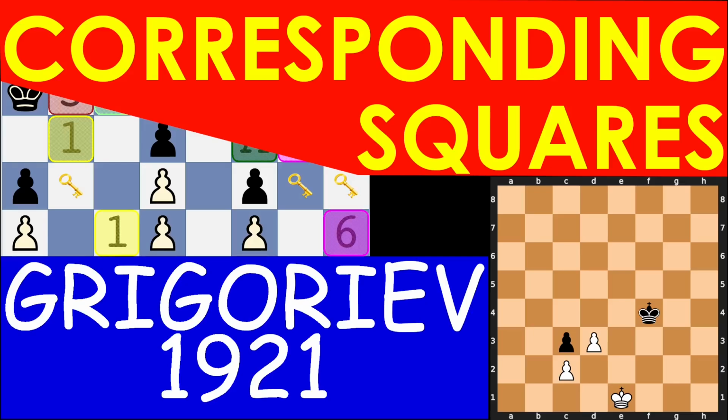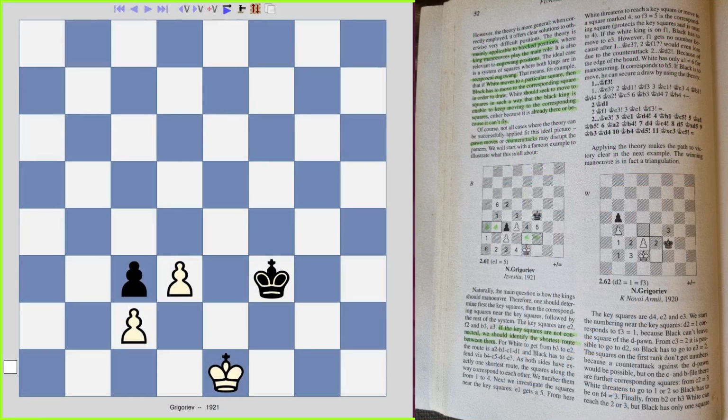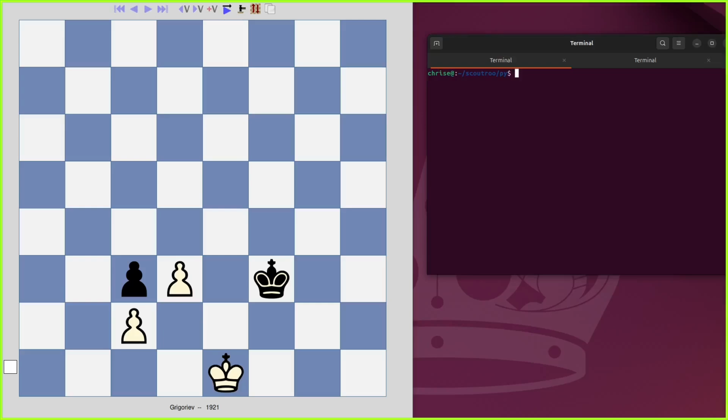This is a study from 1921, and once again, I am using Carsten Muller as our guide. In fact, it's on the same page from his book, Fundamental Chess Endings. So let's bring up the analysis board. Close the text for a bit.